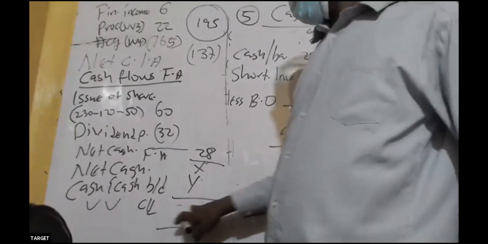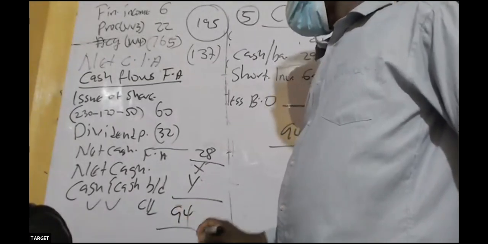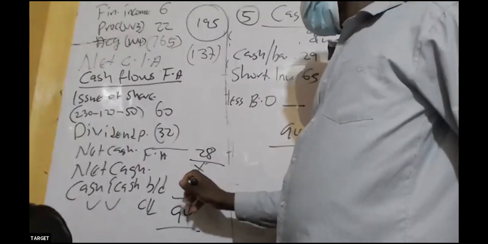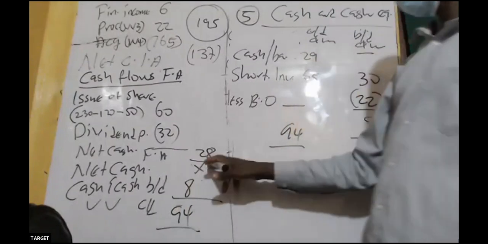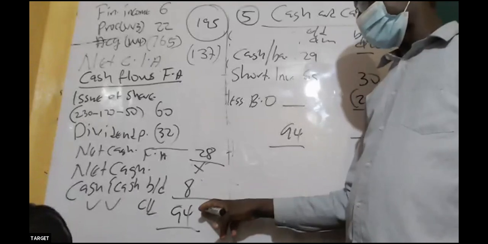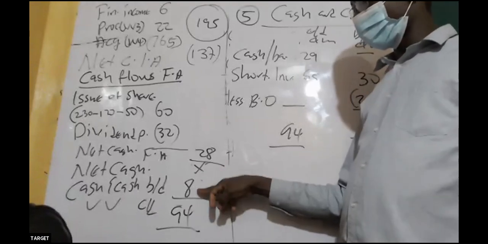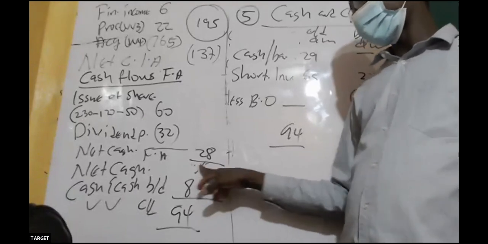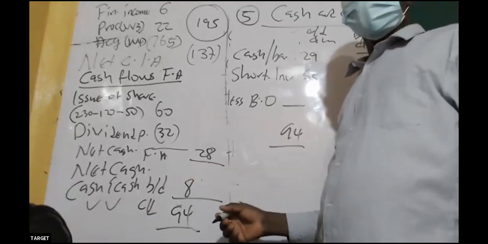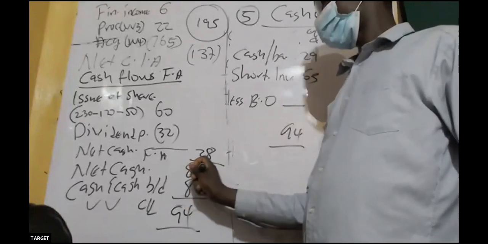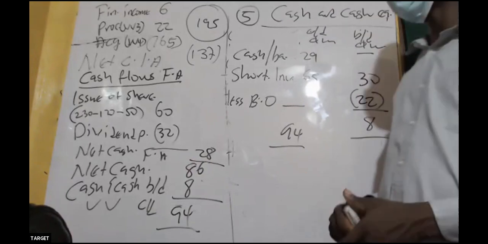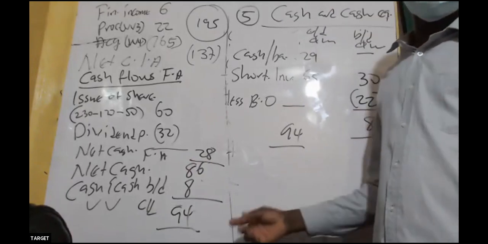So this Z here is 94. The one at the beginning is 8. So the question is, what should be here so that when I add to this X, I will get 94? When I add 8 to it, I'll get 94. What's that figure? 86. Good. So it means that when you add all the 3 net cash flows, you must get 86.